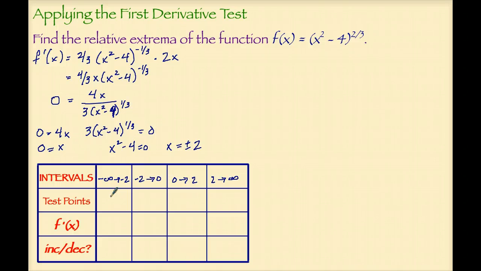Picking test points in each of these intervals, I'll have negative 3. I'll use negative 1 here, positive 1, and positive 3 here. I need to know what the sign of the first derivative is at each of these values.